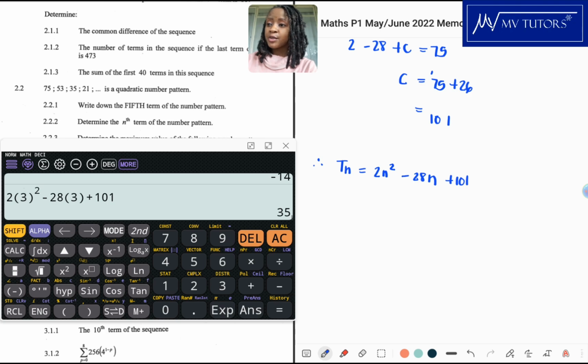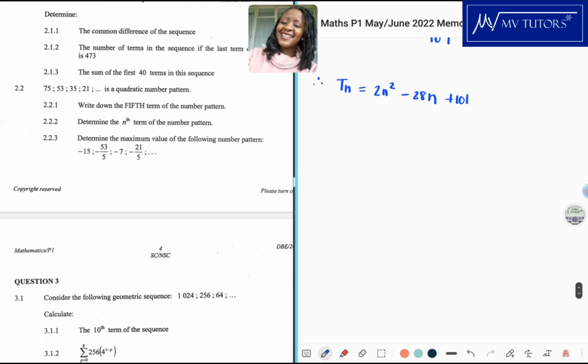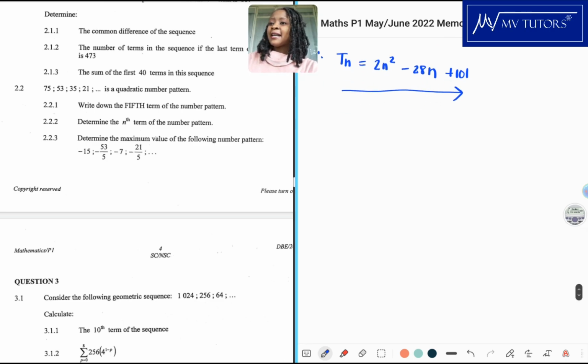How about our first term? Okay, just check 2 of them, just to make sure that your equation at the end of the day is correct. So 75 is our first term. So we are confident that this is our quadratic formula. Okay, our pattern.